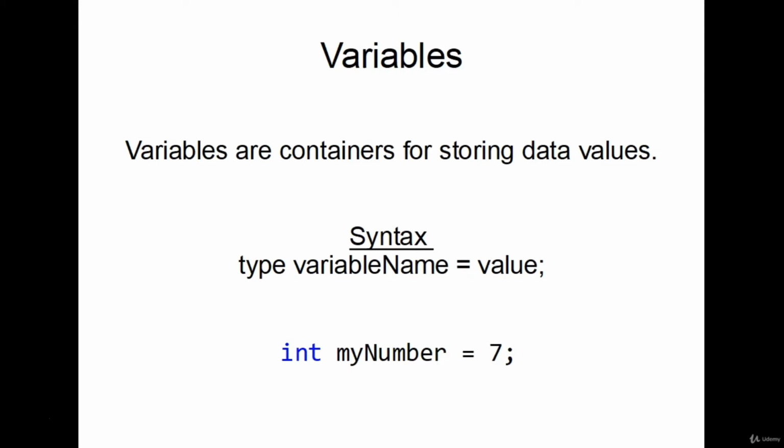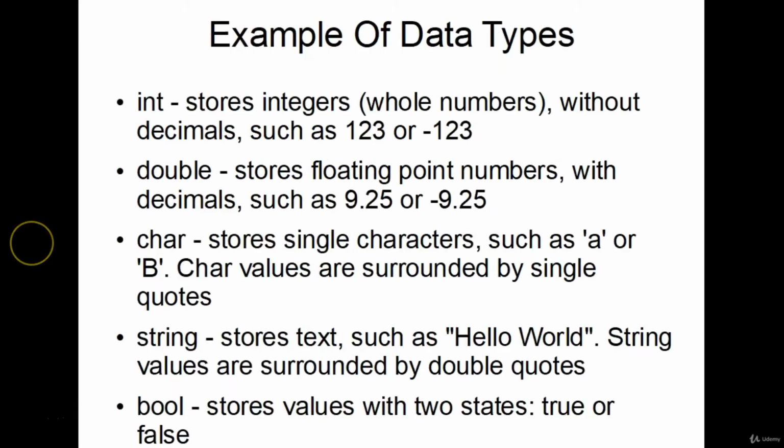Then you're going to give your variable a name, followed by a value. So below you see an example. We have an int, and we called it my number, and it equals 7. So whenever I call my number and I print that out, I'm going to get 7. And these are some of the examples of the primitive data types. Far from all, but just wanted to give you guys some examples.